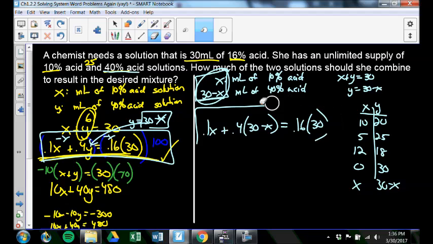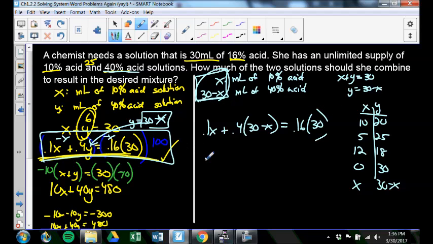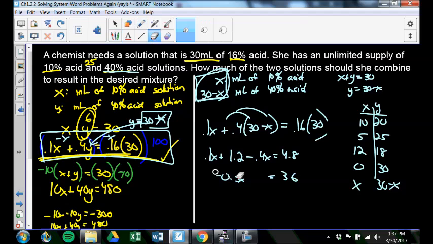Now we just have one variable and one equation, and we just solve. 0.1x plus 1.2 minus 0.4x equals 4.8. I just distributed the 0.4 here. So now we get negative 0.3x equals 3.6. I divided. Now I'll show the steps here better. I did two steps at once, but I'll spread them out.